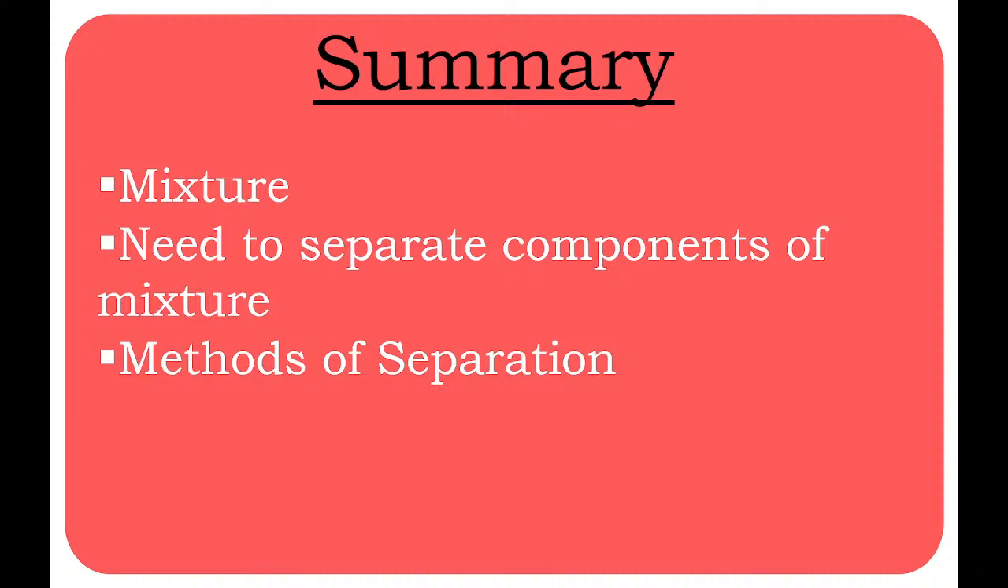Let us now summarize what we have learned in the entire lesson. We have learned what a mixture is. We know why we need to separate the components of a mixture, because some components may be useful, some may be non-useful. So we need to separate them. And then we have the different methods: hand picking, sieving, churning, threshing, winnowing, evaporation, condensation, sedimentation, decantation, and filtration also. Finally we have learned what a saturated solution is. With that, we have finished the entire lesson.